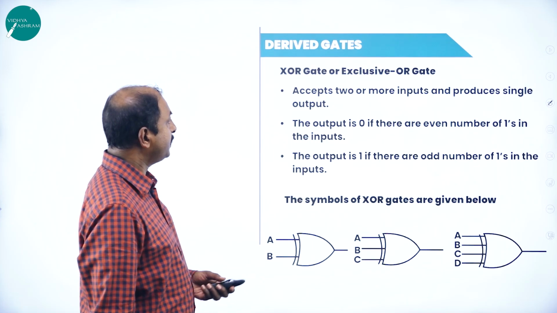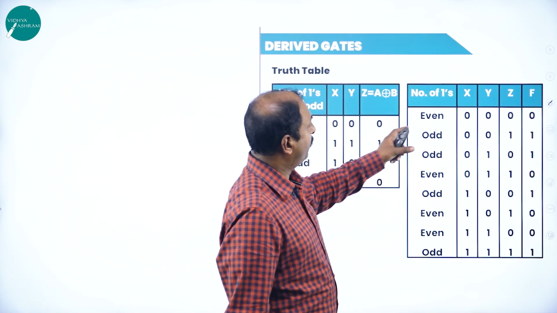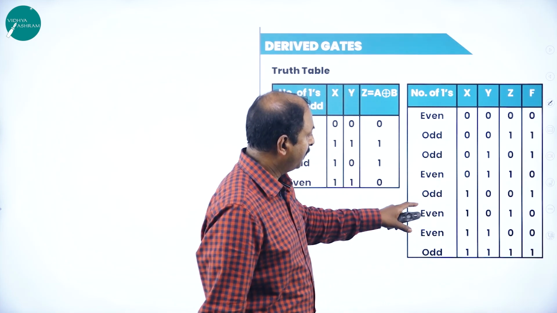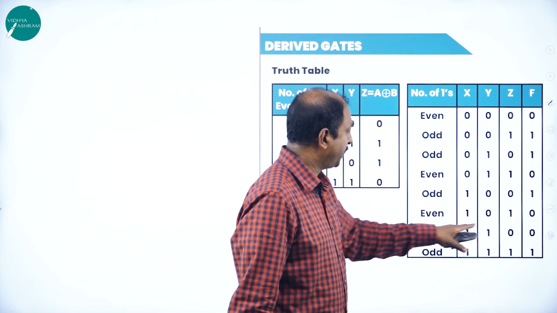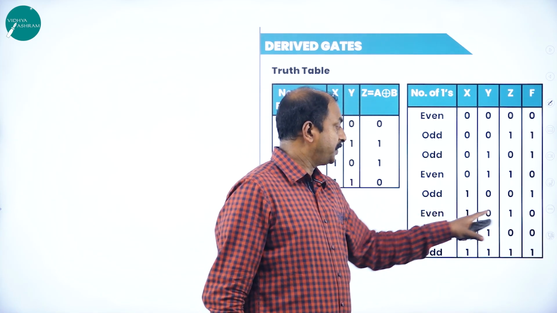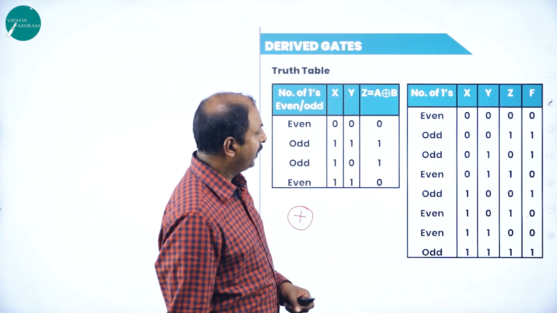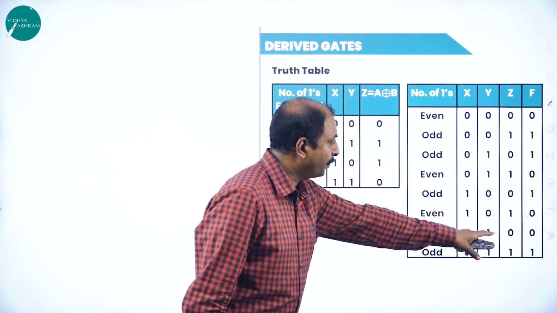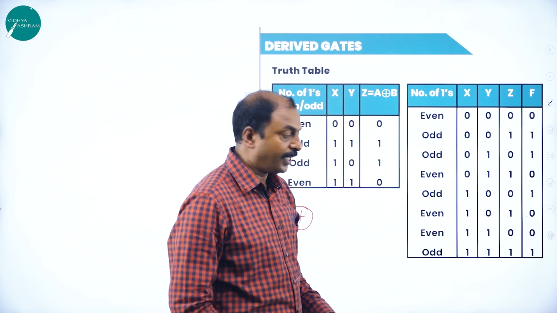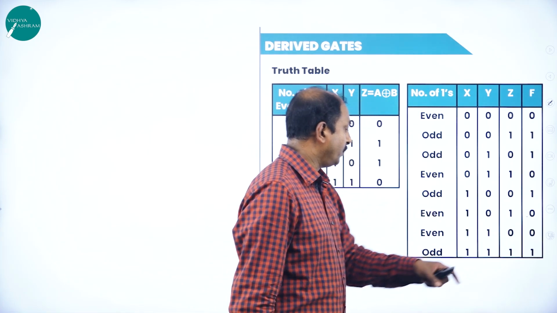Now look at the definitions. The output is 0 for an even number of 1s. Wherever you find an even number of 1s, the output is 0. In this example, in this combination, the output is 0, an even number of 1s. Here there are 2 input signals with 1, 2 is an even number, so the output is 0. And here in this combination, there are 2 ones, 2 input signals with 1 or high, 2 is an even number, so the output is 0.